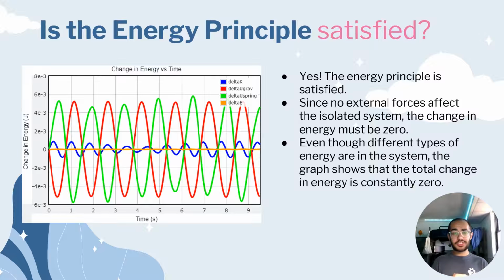Let's answer the big question. Is the energy principle satisfied? Well, let's think about it. In our model, we said there are no external forces acting on the system, so the change in energy should be zero. Looking at the graph, even though we do have different sources of energy, the change in energy is constantly at zero. So yes, the energy principle is satisfied.